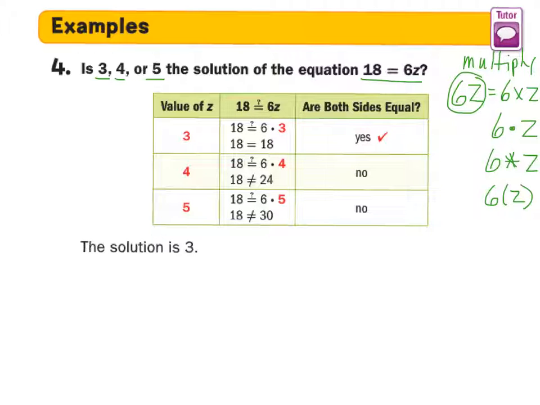So if we rewrite it, they said let's try it with 3. Is 18 equal to 6 times 3? Well, yes it is. 6 times 3 is 18, and so they match. So 3 is that value. We can also test it with the 4. 6 times 4 is 24, which is not equal to 18. And we could test it with the 5. 6 times 5 is 30, which is not the same as 18. So definitely the 3 is our answer.